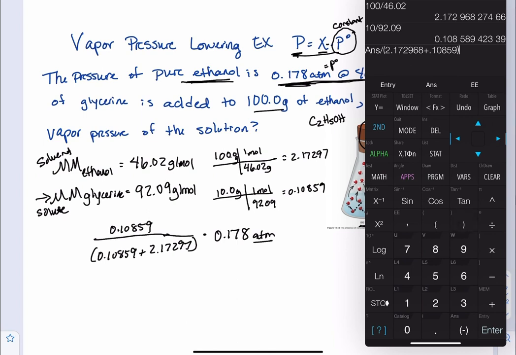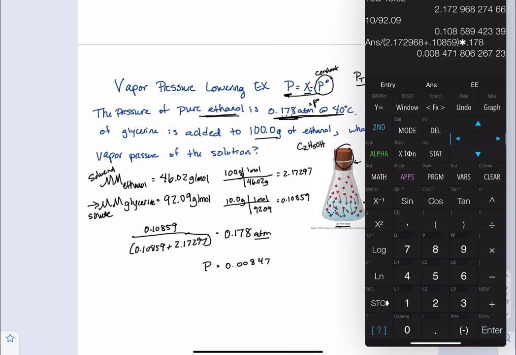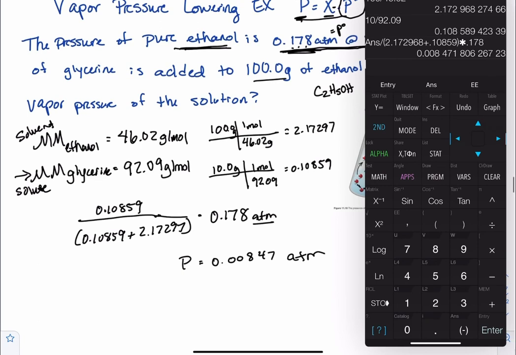0.10859 over the sum, times 0.178. All right, so that gives us that the pressure is equal to 0.008471. Now, for sig figs, we've got 3 sig figs, and the conversions over here had at least 3 sig figs in them. So we're going to do 3 sig figs, and this is atm. Notice it's not a huge pressure, but it's significant enough for us to do calculations with it.